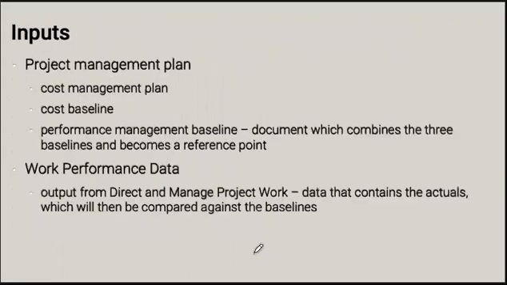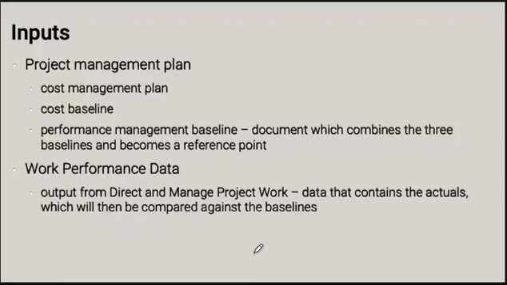As far as inputs to controlling the budget are concerned, we're going to have the project management plan, consisting mainly of the cost management plan, cost baseline, and performance measurement baseline. The performance measurement baseline is a reference point to check what effect any cost variance has on the overall project and the project schedule. It also shows which baselines cannot be compromised and which elements have some flexibility, which helps with making decisions about changes to the project.